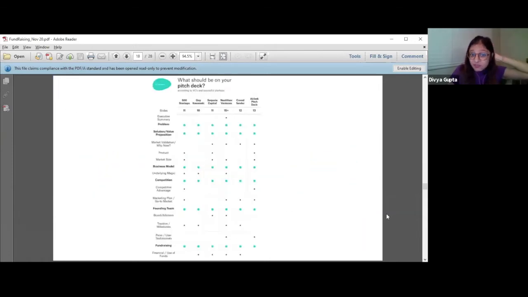These are some surveys. Most of the investors think your teaser should be between 10 to 15 slides. So if you're thinking of making a 40 slider to give as much information as possible, don't do that. Investors don't have time. They skim through a lot of such teasers. So keep it crisp and simple and easy to understand.